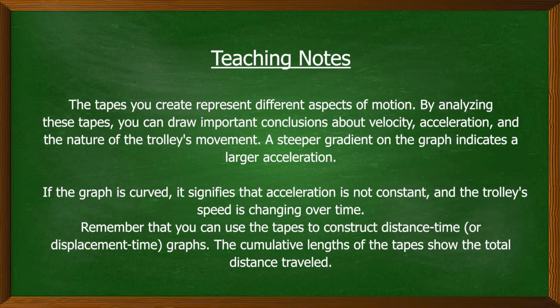Teaching notes. The tapes you create represent different aspects of motion. By analyzing these tapes, you can draw important conclusions about velocity, acceleration, and the nature of the trolley's movement. A steeper gradient on the graph indicates a larger acceleration. If the graph is curved, it signifies that acceleration is not constant and the trolley's speed is changing over time.